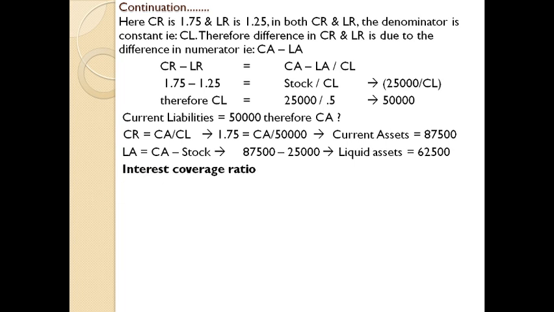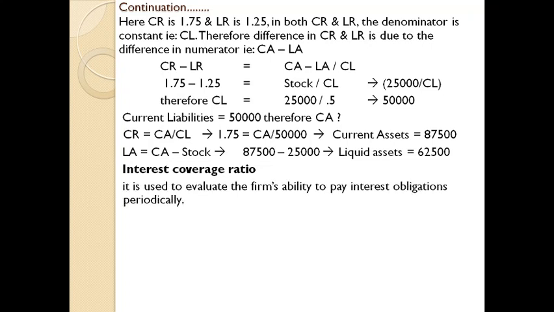Next one, interest coverage ratio. Bankers and creditors usually apply another ratio called interest coverage ratio, otherwise known as ICR or ICOR, along with the liquidity ratios to evaluate the firm's ability to pay interest obligations periodically. Interest is a fixed obligation irrespective of whether the firm is making profit or loss. The interest coverage ratio is calculated by using the following formula.